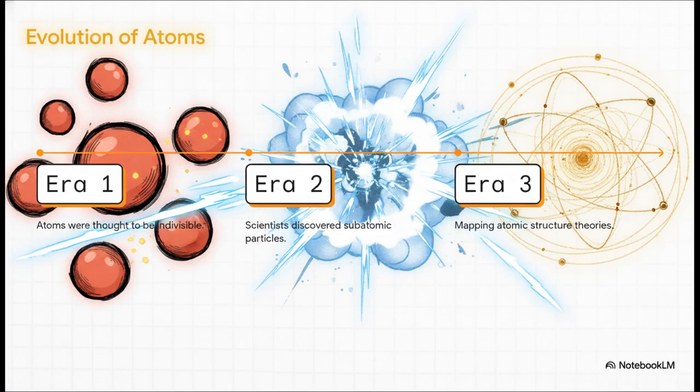As our tools got better, we smashed right into Era 2, the discovery era. Scientists shockingly uncovered a whole hidden world of subatomic particles just lurking inside the supposedly solid atoms, which naturally led us straight to Era 3. The structural era. Once we found the particles, the new game was mapping exactly how they all fit together.